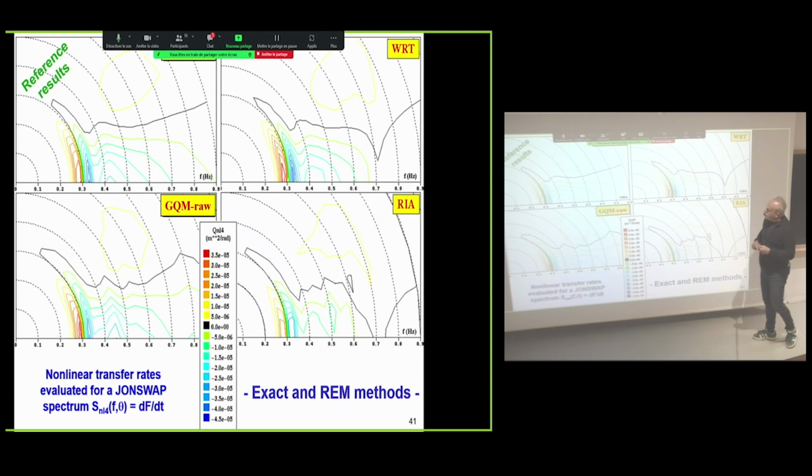And just to show you the results of the exact method. So these are the results, again on the same spectrum, of the GQM fine method, the reference one. This is a comparison with the WRT method. You can see a very similar shape of the nonlinear transfer term. And this is a result of the coarse GQM method, which looks also very similar. And this one is from the reduced interaction method, which is an approximation of WRT, which shows basically the same signature of the nonlinear transfer term, still with larger differences.